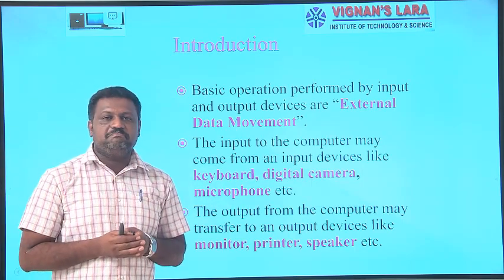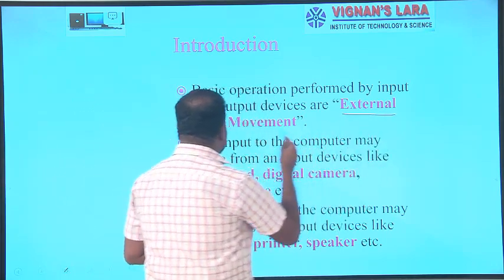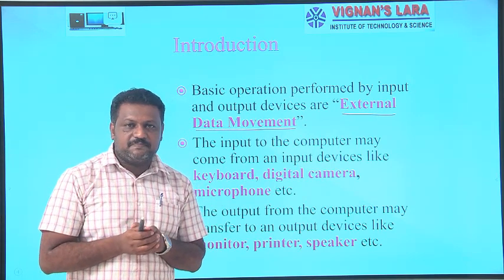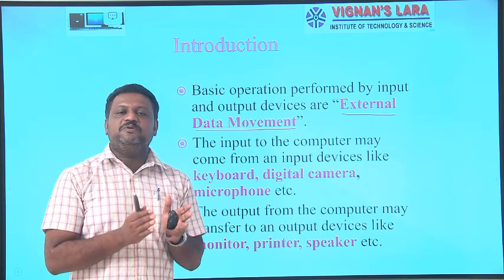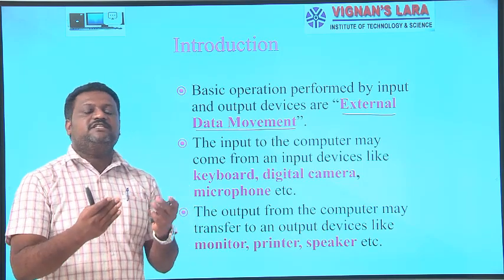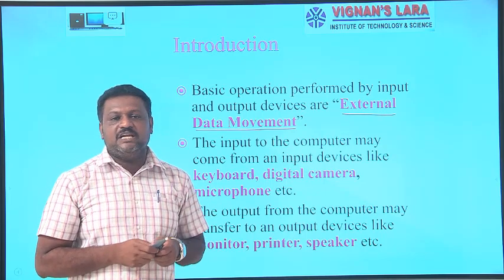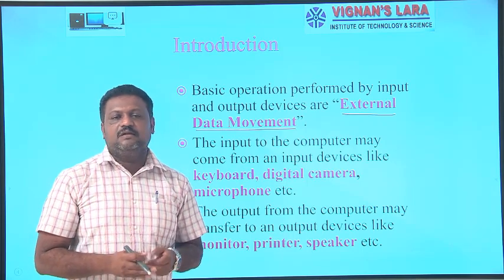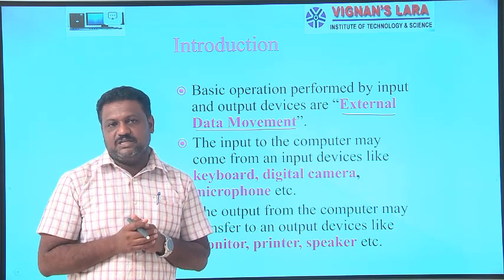So the basic operation performed by input and output devices is external data movement. Just remember, friends, the functional units concept. There I was talking about input and output devices. The job of input and output devices was external data movement. That means the data was transferring between the computer system and the user, or we can say in another way, between the computer system and the external world. This is the meaning of external data movement.